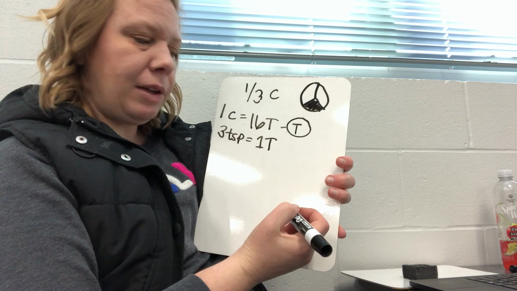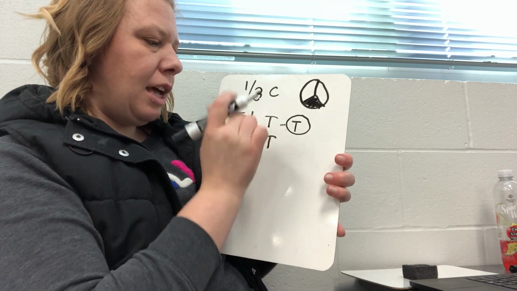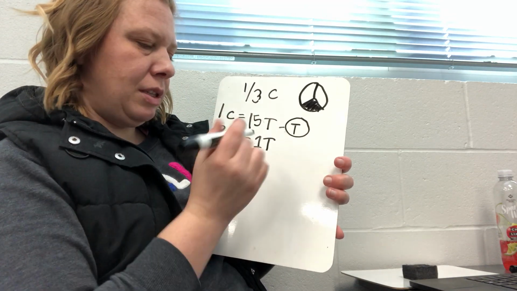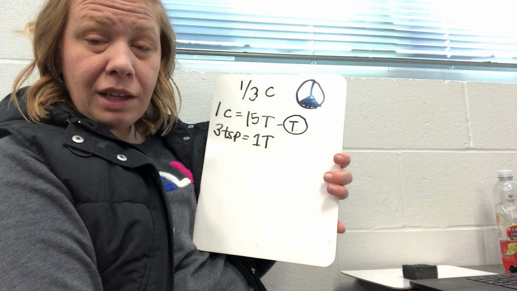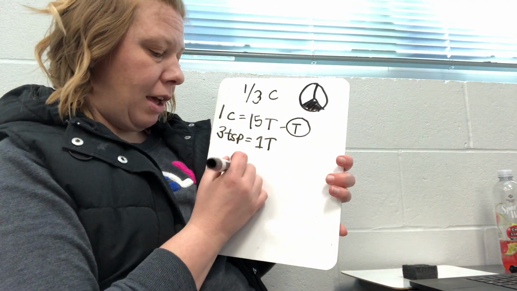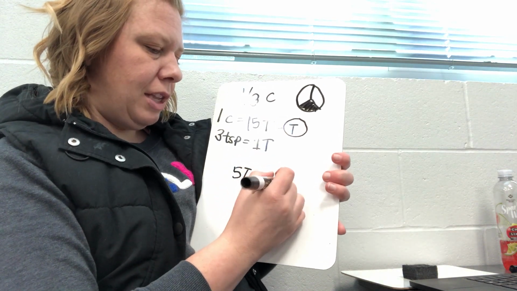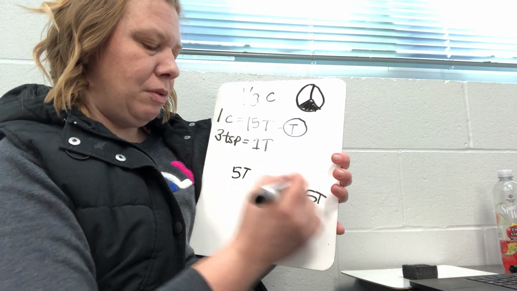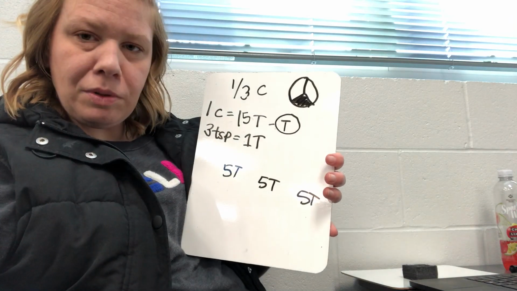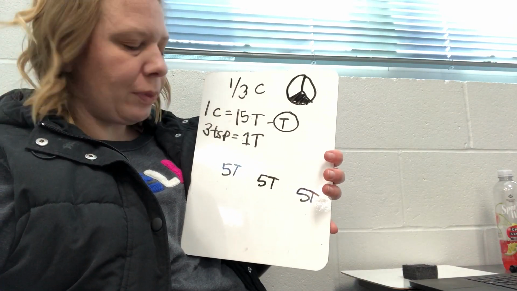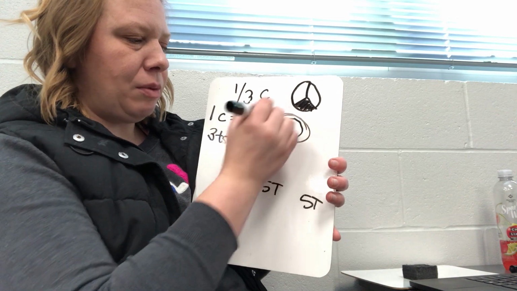Now I'm going to do 15 tablespoons. Now 15 breaks down by 3 evenly into what? 5 tablespoons. All right, so a third of a cup is 5 tablespoons, right? Nope. We've got to go back and remember this tablespoon right here.